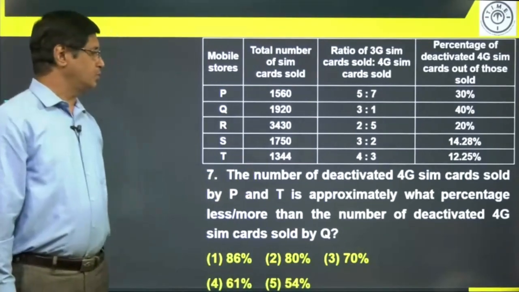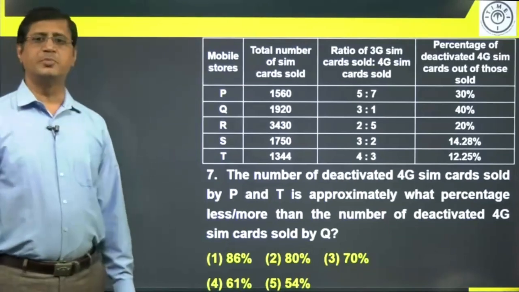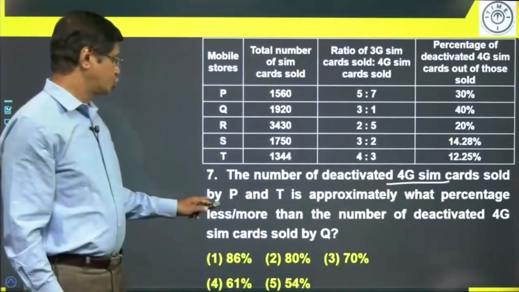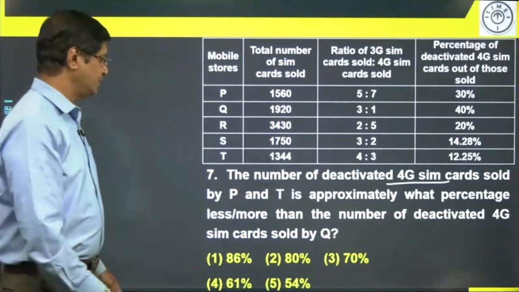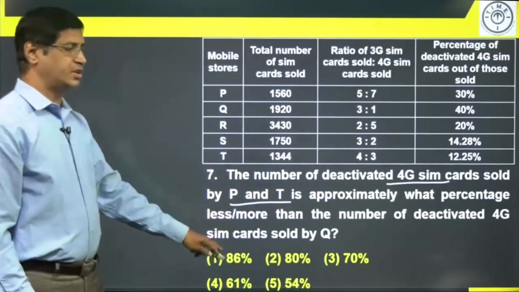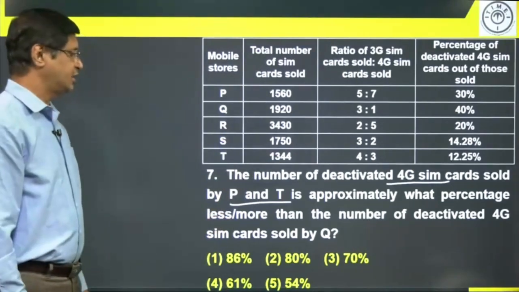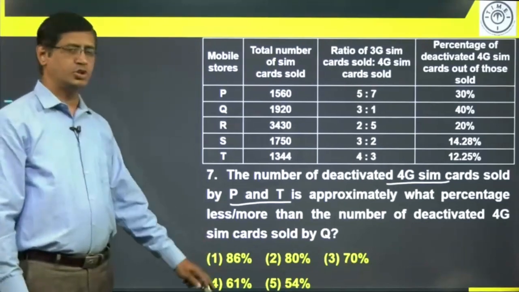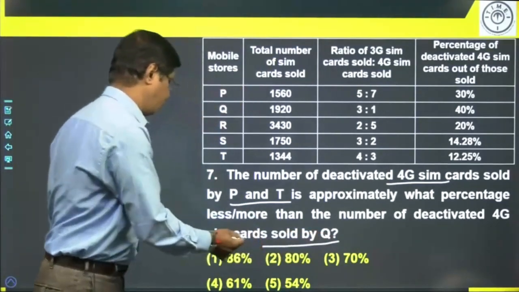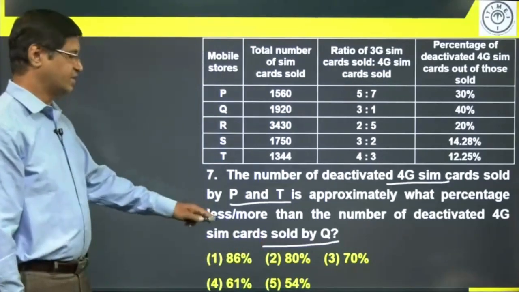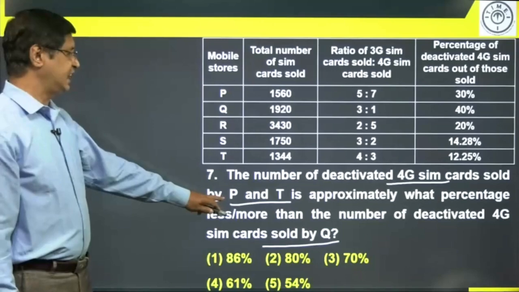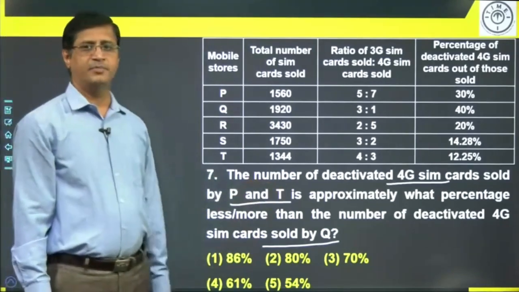The number of deactivated 4G SIM cards sold by P and T is approximately what percentage less or more than the number of deactivated 4G SIM cards sold by Q. So we need to find out the percentage here. Once again, percentage. Just observe.